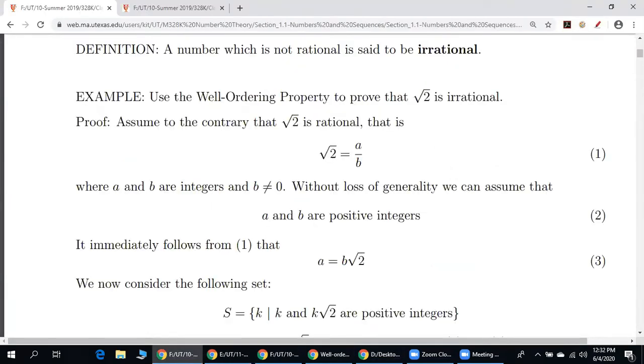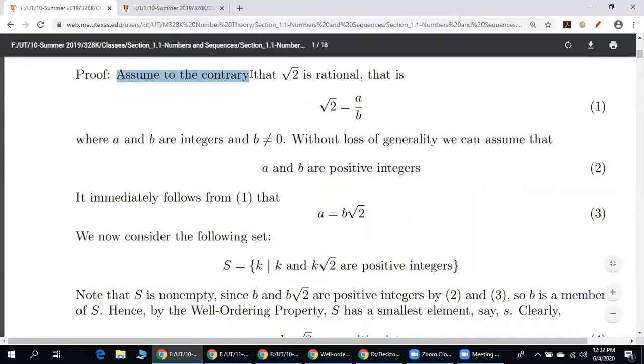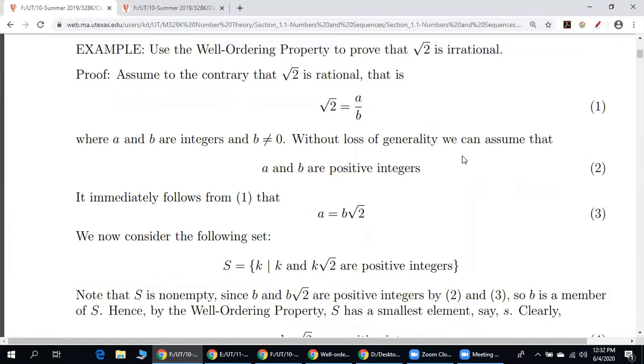Yes. So, let me repeat once again. Assuming to the contrary that square root of 2 is rational, we come up with the following. If square root of 2 is rational, there exists a positive integer b such that b times square root of 2 is also a positive integer.